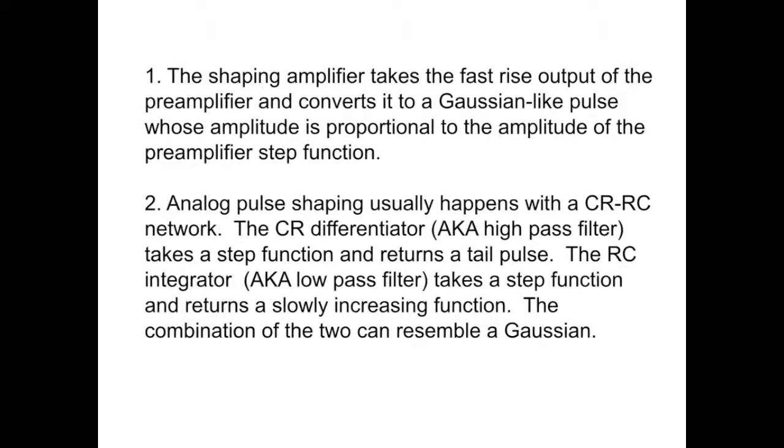Moving on to chapter 17, we talk about shaping, pulse shaping, counting, and timing. So the first key concept: the shaping amplifier takes the fast rise output of the preamplifier and converts it to a Gaussian-like pulse whose amplitude is proportional to the amplitude of the preamplifier step function. Number 2, analog pulse shaping usually happens with a CR-RC network. The CR differentiator, also known as a high-pass filter, takes a step function and returns a tail pulse. The RC integrator, also known as a low-pass filter, takes a step function and returns a slowly increasing function. The combination of the two can resemble a Gaussian.